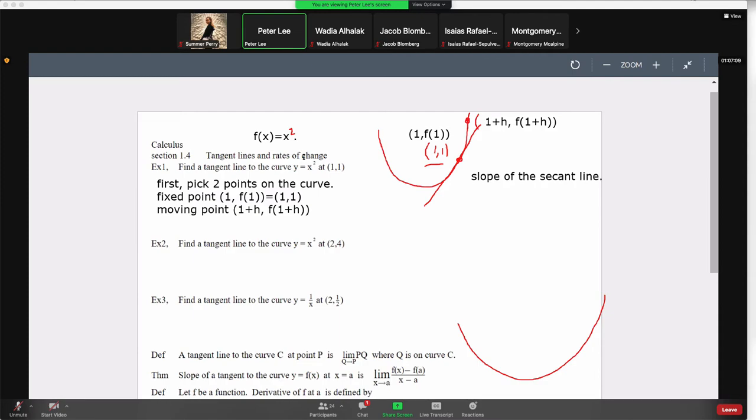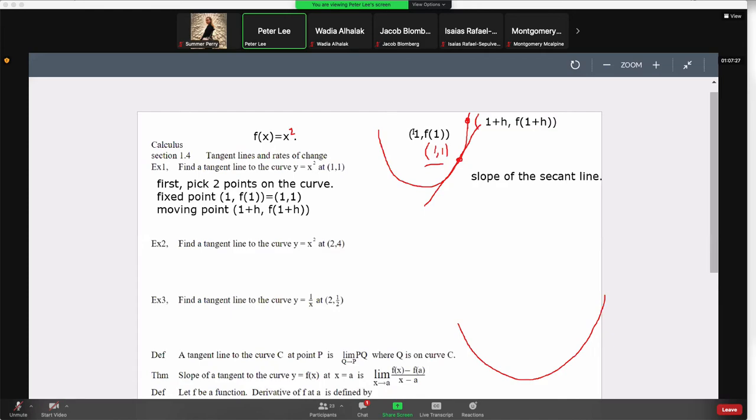There is no obvious relation here. So this tangent line is not related to tangent in trigonometry, and the secant line is not related to the secant in trigonometry. I think there might be some relation historically, but again, they're not the same term. So let me tell you what they are.